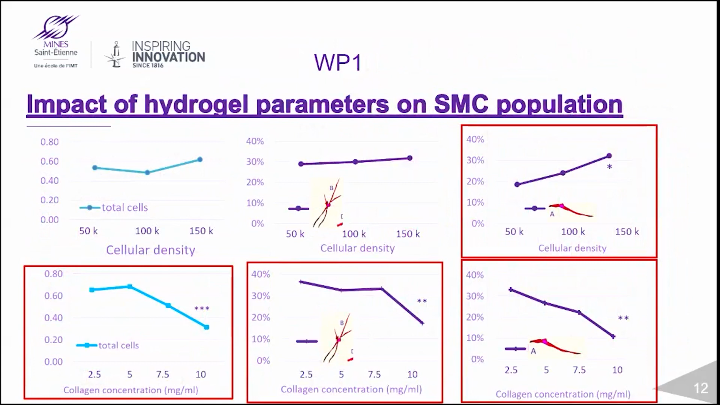So what we observe, to start, is that the whole quantity of cells decreased above 5 milligrams per milliliter collagen concentration, meaning that when the hydrogel is too dense, the cell population tends to die, basically. Similarly, we observed that the cells tend to elongate for low collagen concentration and for high cellular density.